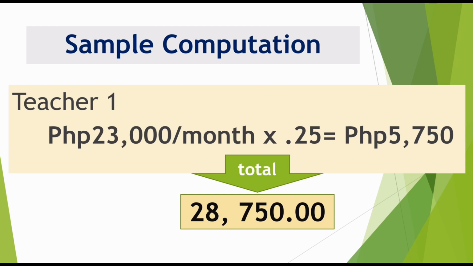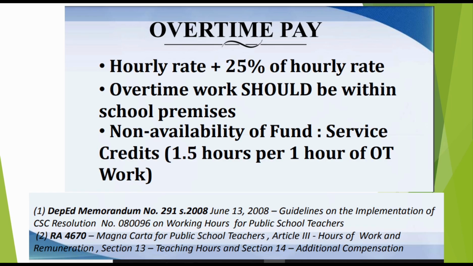Aside from your salary, if you are entitled to remuneration, you might receive 5,750 with a total of 28,750. If it is per hour rate, just follow the formula given, which is hourly rate plus 25% of rate. Please do note that overtime work should be within school premises. And if fund is not available, ito po ay pumapasok sa service credit.